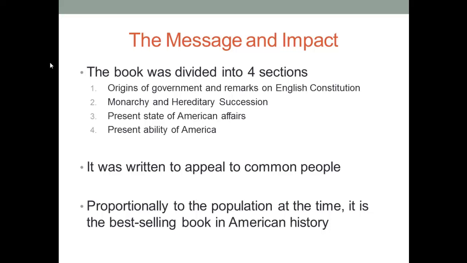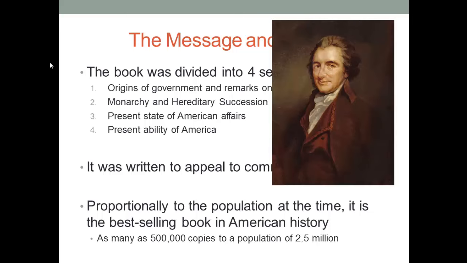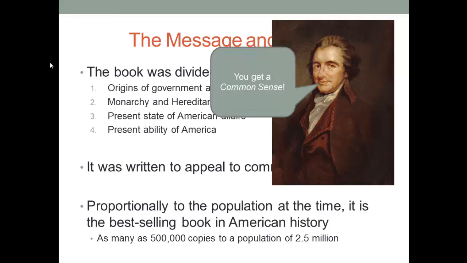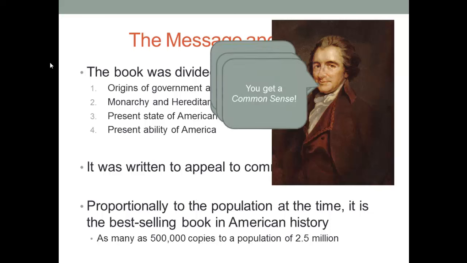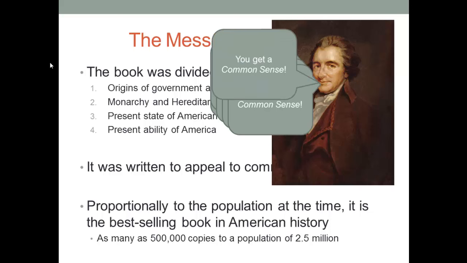And proportionally to the population at that time in 1776, it is the best-selling book in American history. As many as 500,000 copies were distributed to a population of 2.5 million. So 1 out of 5 people in America read his book. He was channeling his inner Oprah during this time. He's like, you get a common sense, you get a common sense, you get a common sense, and you get one, and you get one, and finally you get a common sense as well.